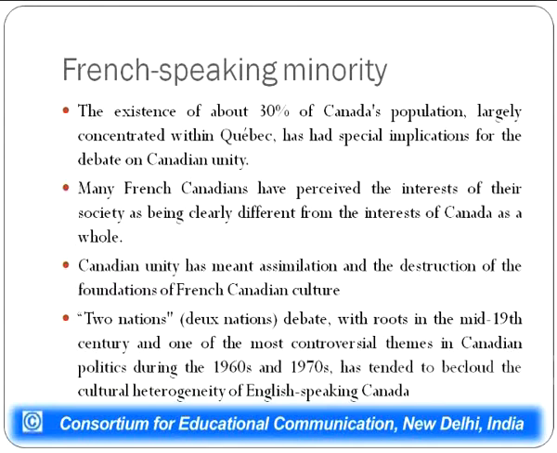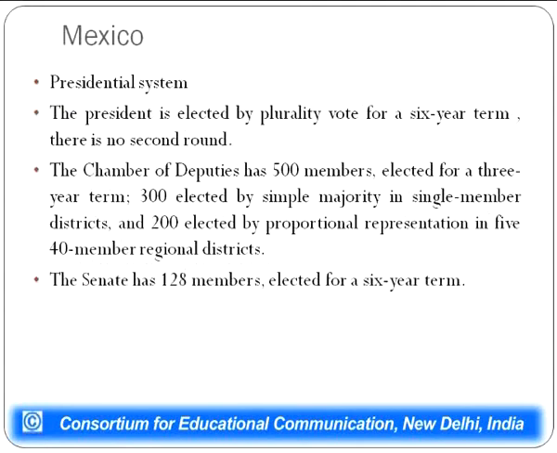Now, many of these French Canadians feel that the interest of their society is different from the interest of Canada as a whole, and they fear that in the name of assimilation, the very essence of their French roots and culture would be taken away. Therefore, during the 1960s and 70s, the Canadian population became more heterogeneous, and they started demanding, especially the French-speaking areas, space for themselves.